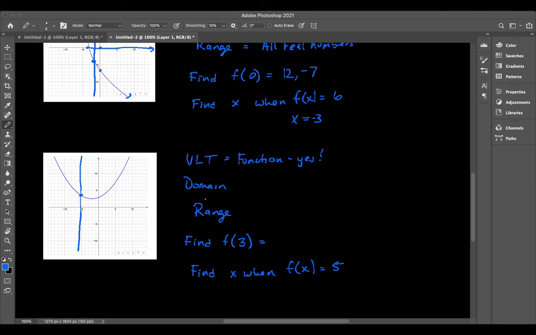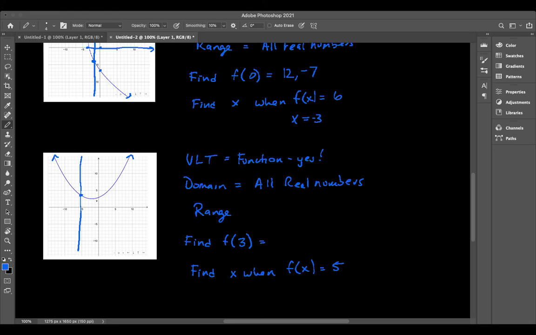All right, so domain, okay, so let's look at the domain here. All right, so where does it cross? Again, it continues to get bigger and bigger, right and left, okay? It gets wider and wider as it gets higher and higher. So basically, the domain would be all real numbers. Okay, all real numbers for the domain.